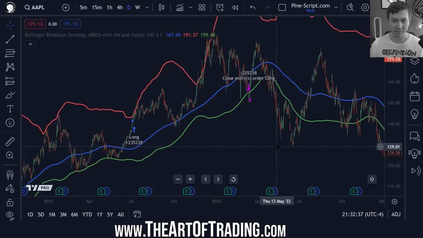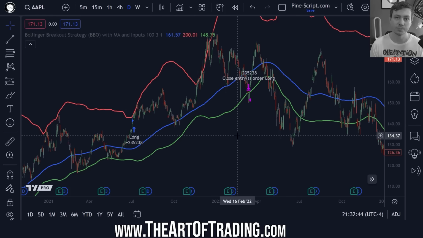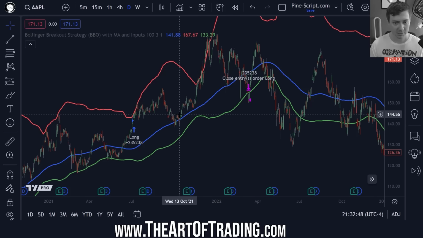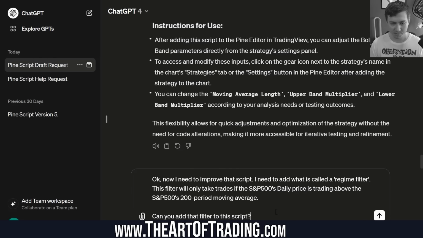And a regime filter keeps us out of trouble by overlaying a 200 period index filter over the system. So let's ask ChatGPT if it can add that into this script. All right, so here's my prompt. Okay, now I need to improve that script. I need to add what is called a regime filter.